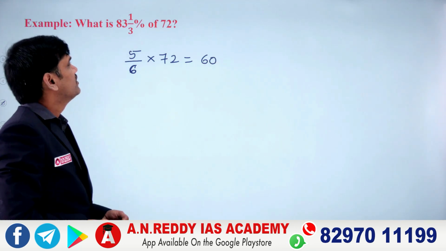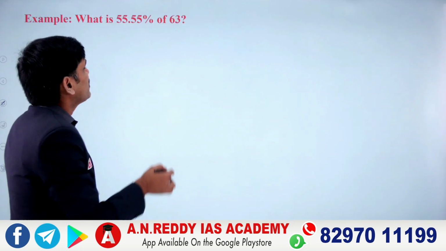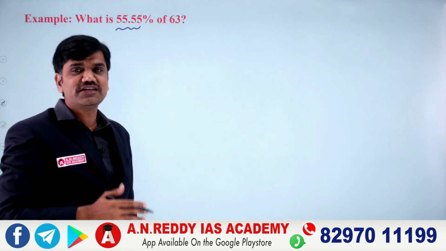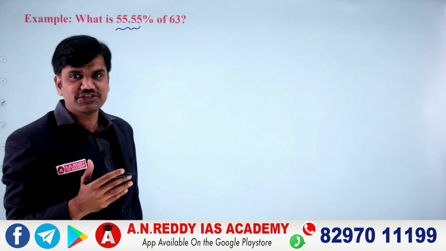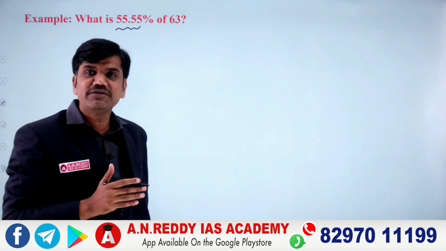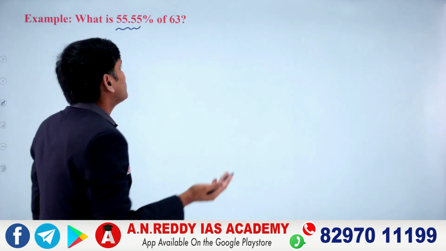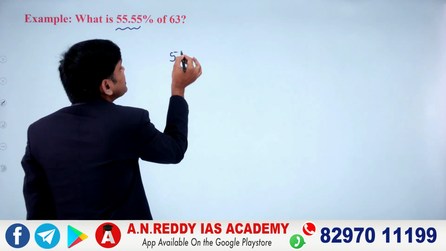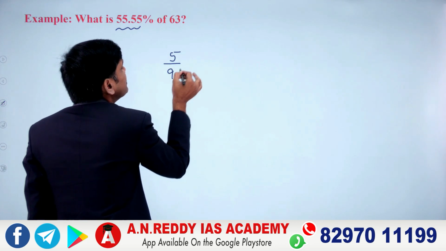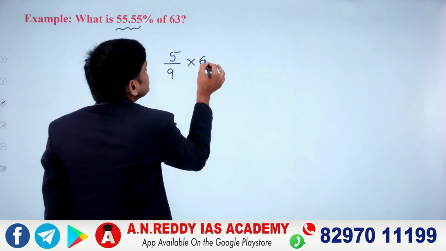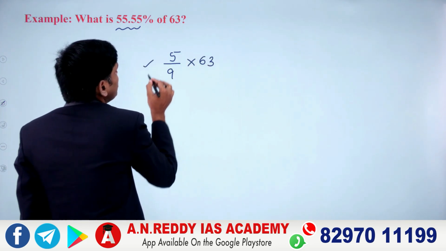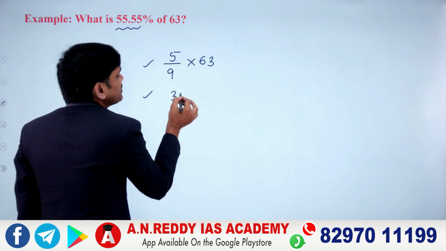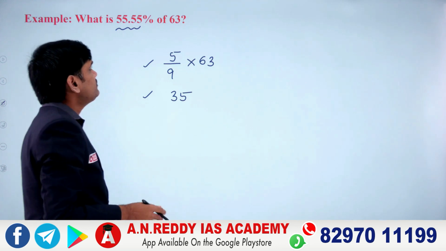60. Next, 55.55%. Just now I told you, if you come across the 11th table, that is related to the 1 by 9 fraction, 1 by 9 is 11.11. So 5 times 11.11 is 55.55. Hence I can say that it is 5 by 9. So 5 by 9th of 63 is what I am looking for. If you go for cancellation, 9 7s are 63, 7 5s are 35.